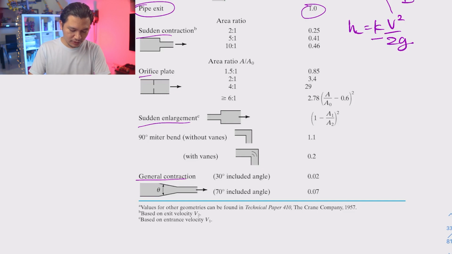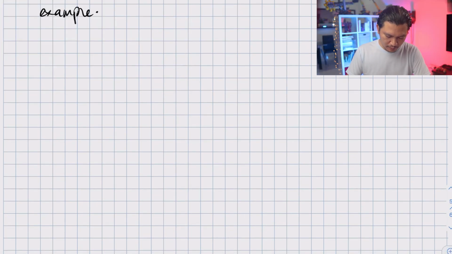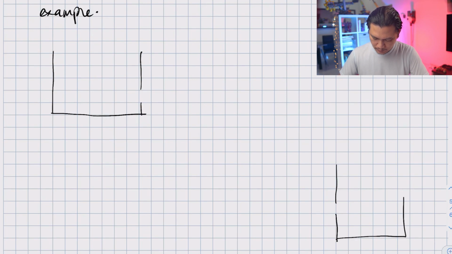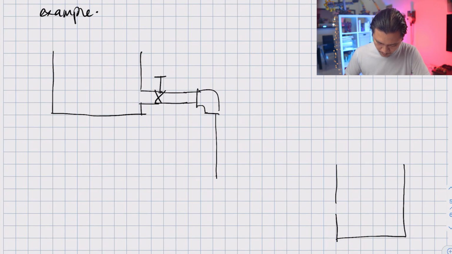So I think in order to familiarize yourself with minor losses, let's do an example. Let's get back to our notes. Now let's say that we have a piping system that is supposed to deliver water from this tank to this tank. And the piping system looks something like this. First of all, you have a globe valve here. And then it goes through an elbow. And this pipe goes down. And we will have another elbow here.